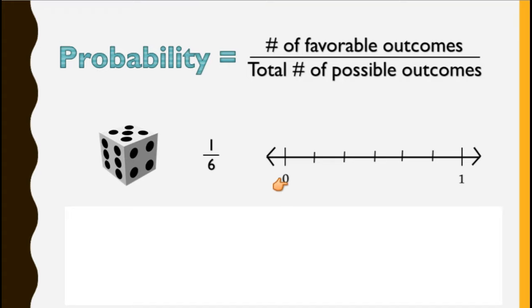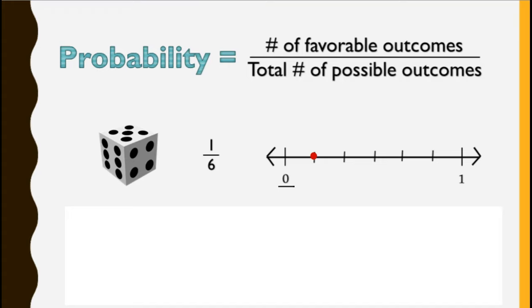Okay, so for this number line, since I had 6 possible outcomes for a number cube, I separated this little section between 0 and 1 into 6 sections. And then I can plot this on a number line by just going ahead and counting one of the 6 spaces. So it's 1/6, and that would be 1/6.